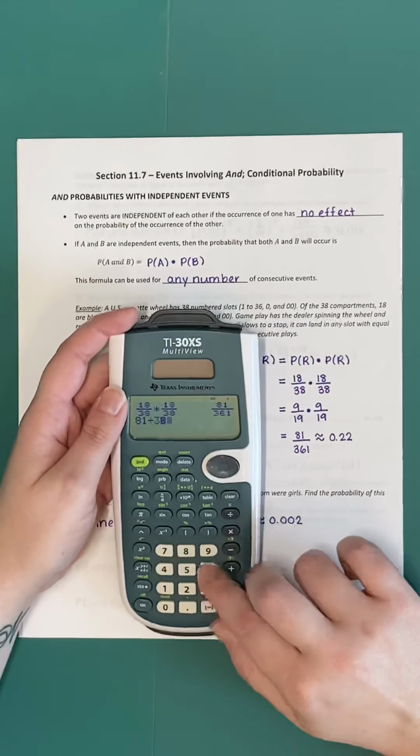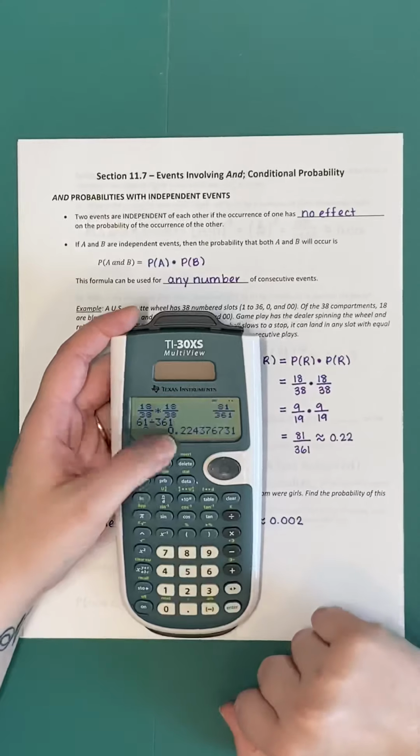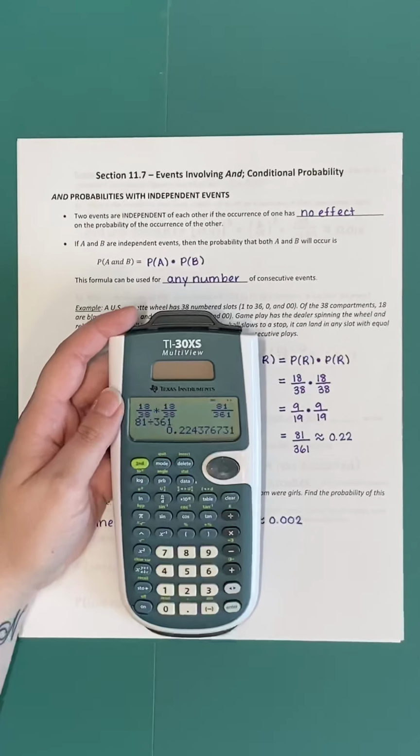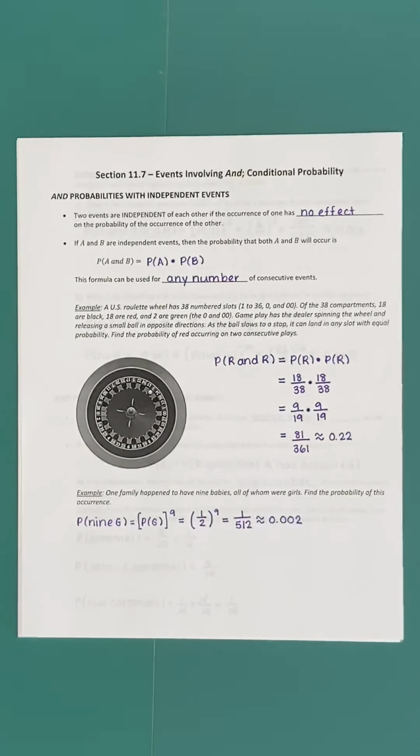So 81 divided by 361 is going to give us roughly 0.22. So in other words, about 22% of the time, this will be the sequence of spins you get. So it's more likely potentially to alternate, or maybe not. Maybe it's equally likely either way. Think about it this way.